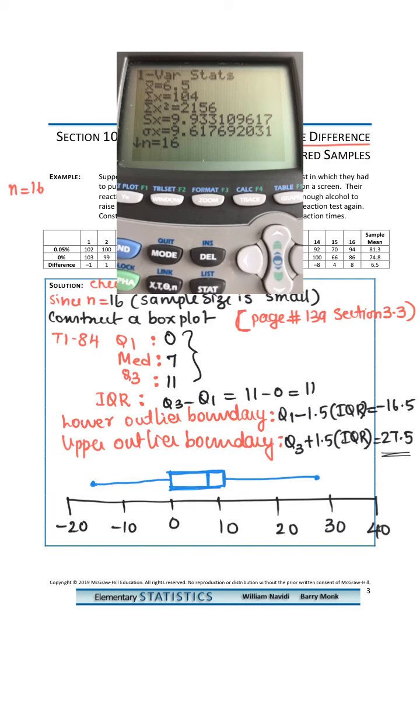So there is no outlier, no strong evidence of skewness, you can see, because there is no value bigger than 27.5 or smaller than negative 16.5, so there are no outliers, and there is no evidence of a strong skewness, so we can actually proceed.